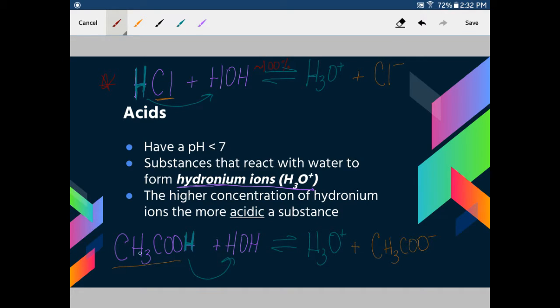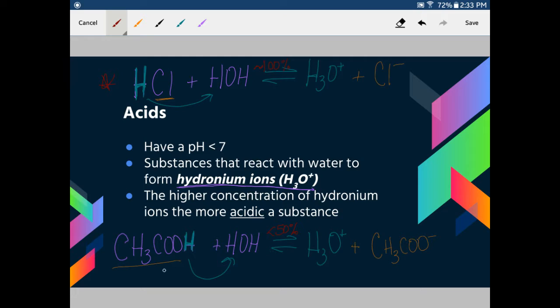Anything that's a weak acid is going to depend on what the acid is in terms of the reaction percentage. Generally, we can notate it as less than 50% will react, but like I said, it is dependent on that weak acid to see what percentage will react to form both our H3O+ and our CH3COO- in this case. Since a higher concentration of hydronium ions makes a more acidic substance, if this top reaction, our strong acid, is occurring 100% of the time, there will be more hydronium ions present, meaning that it becomes a more acidic substance.